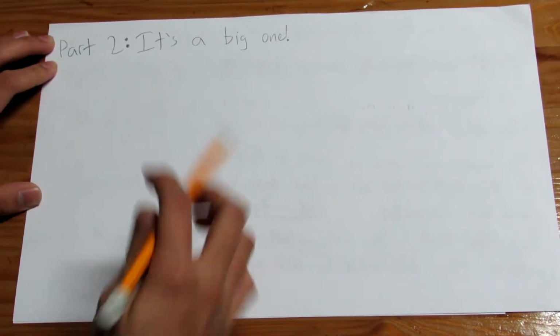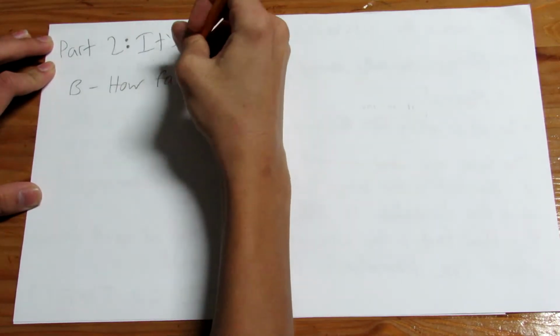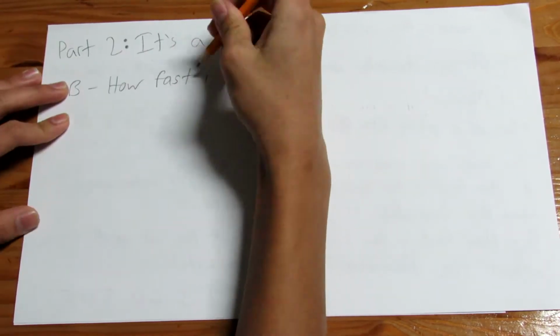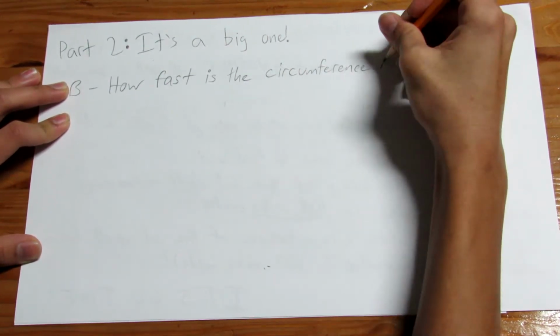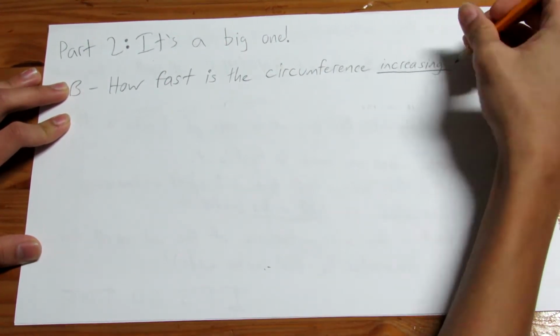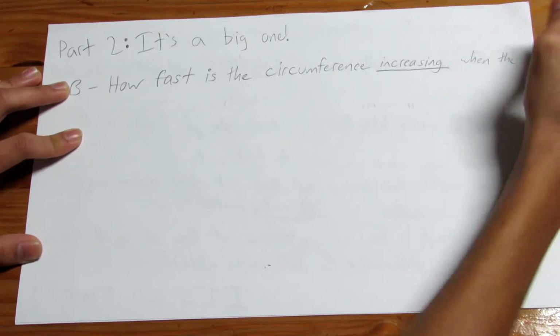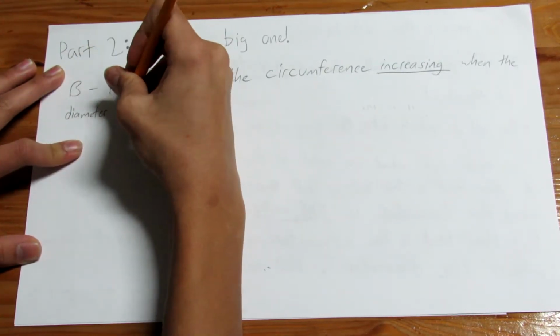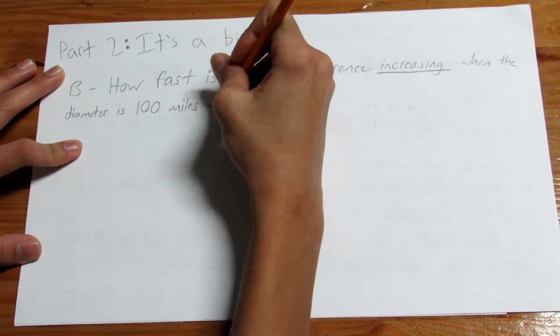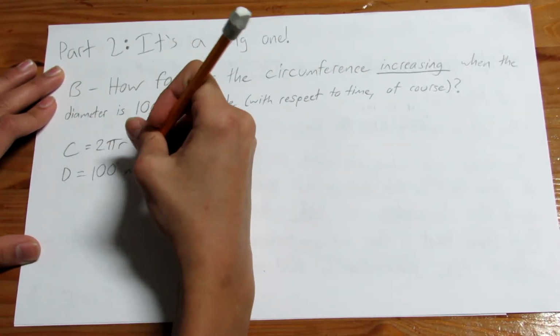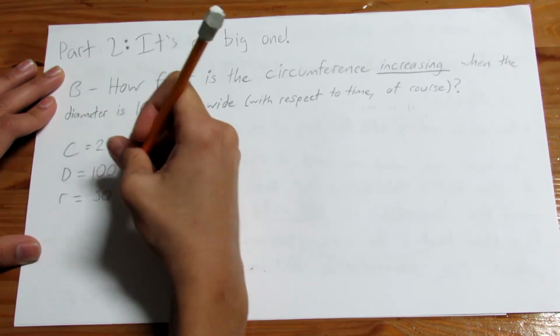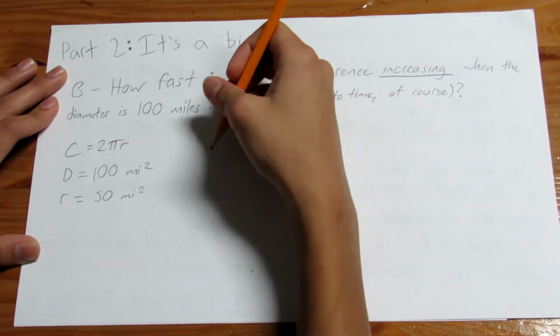Lastly, we will be finding the rate at which the circumference of the oil spill is increasing, given that the oil spill's diameter is 100 miles and the radius, therefore, is 50 miles. Looking at this problem, we will need the equations for circumference and the rate of change of circumference, which are C equals 2 pi r and dC/dt equals 2 pi times dr/dt, respectively.